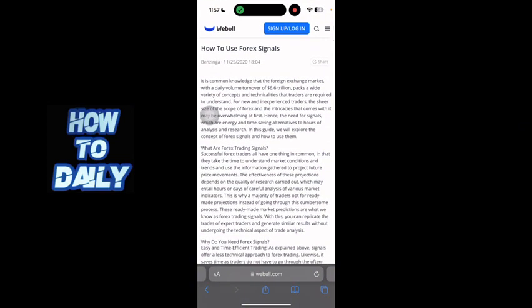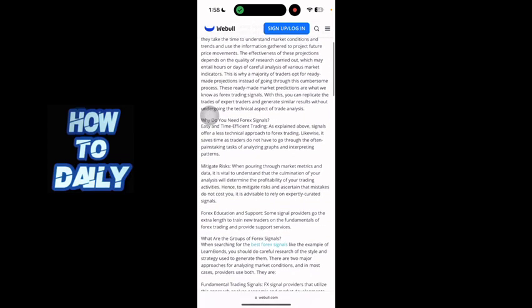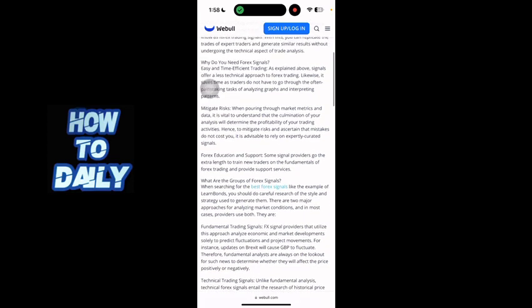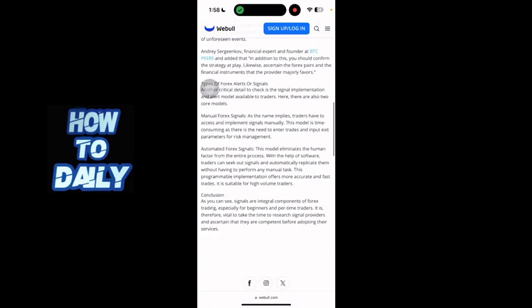It's common knowledge that the foreign exchange market, with a daily volume turnover of 6.6 trillion, packs a wide variety of concepts and technicalities that traders are required to understand. So why do you need trading forex signals? It's easy and time efficient trading. You can mitigate risks and yeah, that's pretty much it.